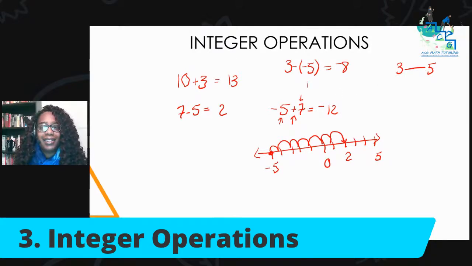Notice what I did. I put parentheses around that negative 5. So what I'm saying is negative 5 is its own number, and 3 is its own number, but the operation is going to be minus. So when you are subtracting a negative number, one thing that you could do is put parentheses around the negative 5, so you can see the separation of the minus and negative.